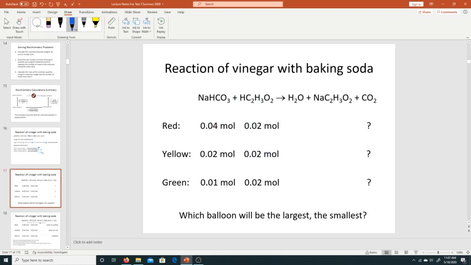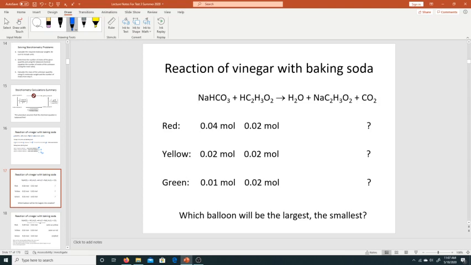Now, what we did, if you take the baking soda, we're going to put that into balloons. So the one with the most baking soda, I'm going to call that red. The one with the middle, I'm going to call that yellow. And the one at the bottom, the least, will be called green. So again, this table, here's the balanced equation. We have 0.04 moles of baking soda, 0.02 moles of acetic acid in all cases.